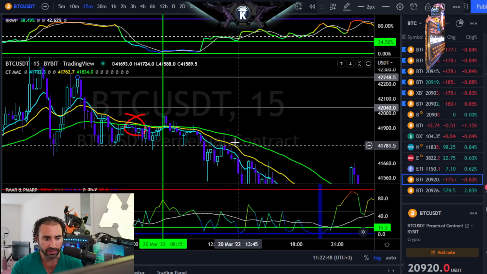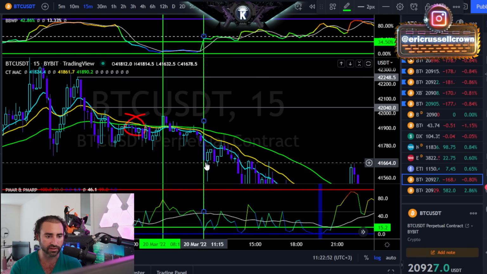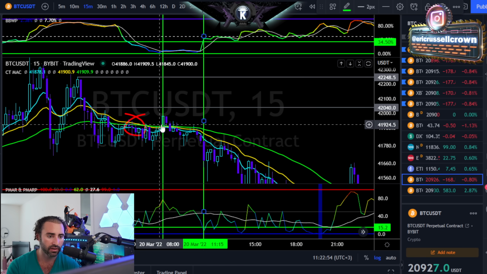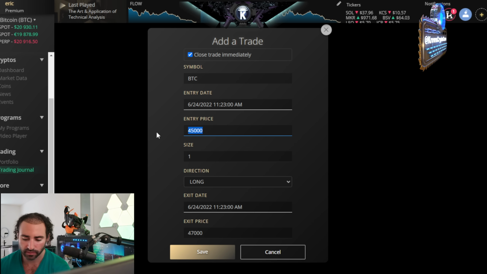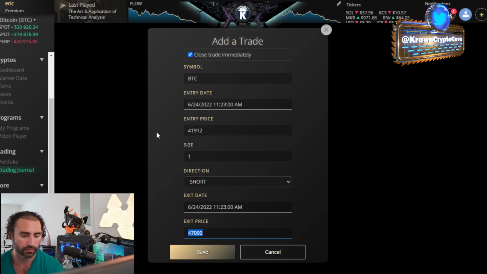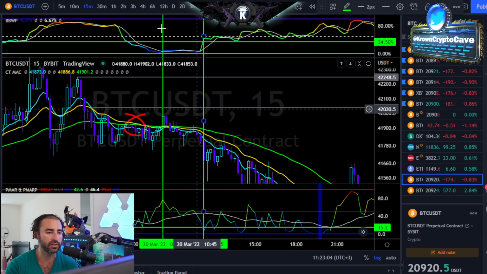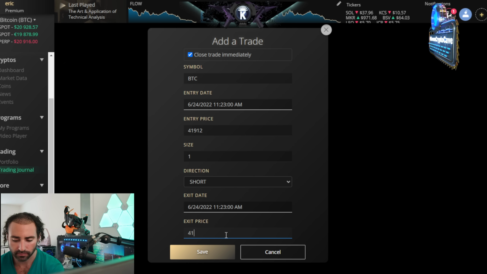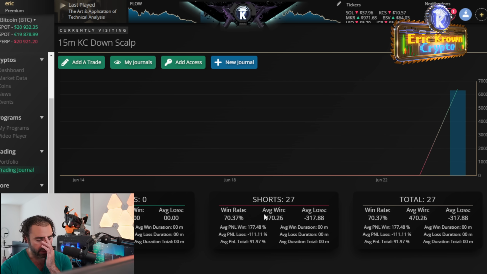Again, it pops up above. That's okay. And then where does PMARP come below 15 percentile? Right here. Nice and quick. Entry 41,912. So 41,912. Boom. And exit is going to be 41,678. There we go. All right. Nice.